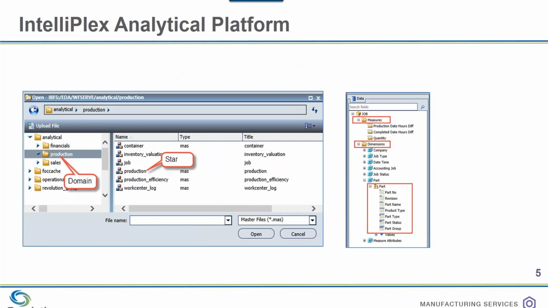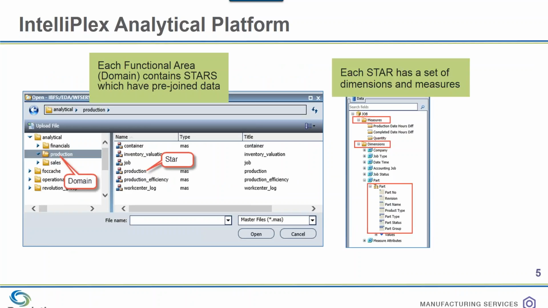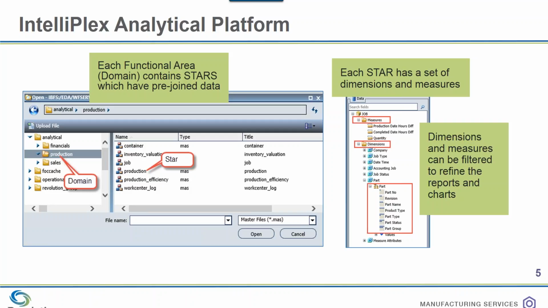I wanted to discuss a little bit how the analytics data is structured so you get a sense of how this works. Each of the functional areas, which are called domains, contains the stars, and the stars are the elements that have all of the pre-joined data. Each of the stars then has a set of measures and dimensions built into it, and those dimensions and measures are the pieces that you pull across into the reports. As well, you can use filtering capability to refine your reports and charts.